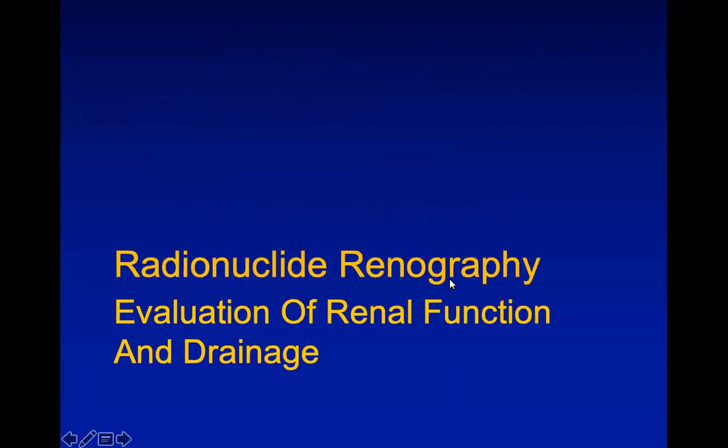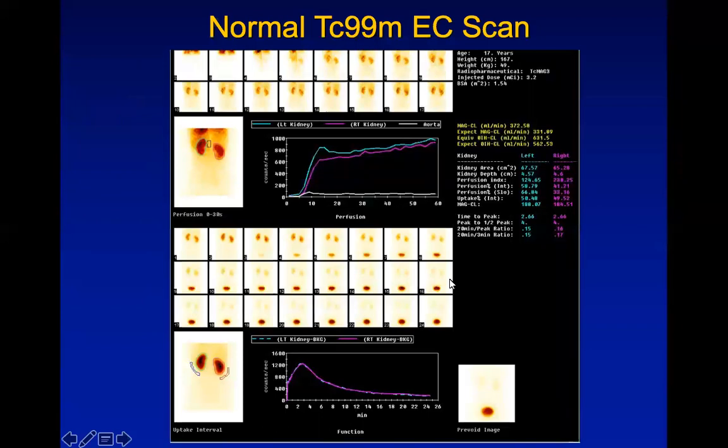So let's look at a few examples. Now, this is firstly a normal technetium EC scan. The left panel gives the images. The right panel gives a lot of facts and figures.